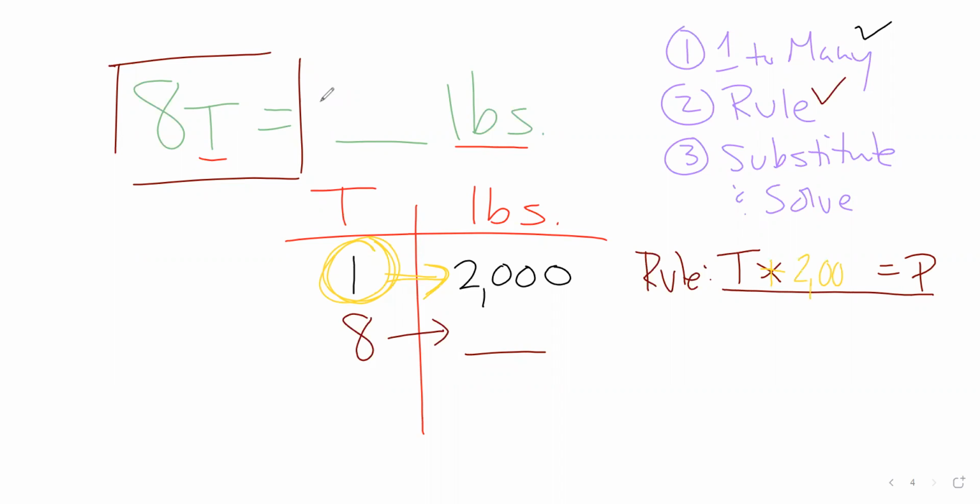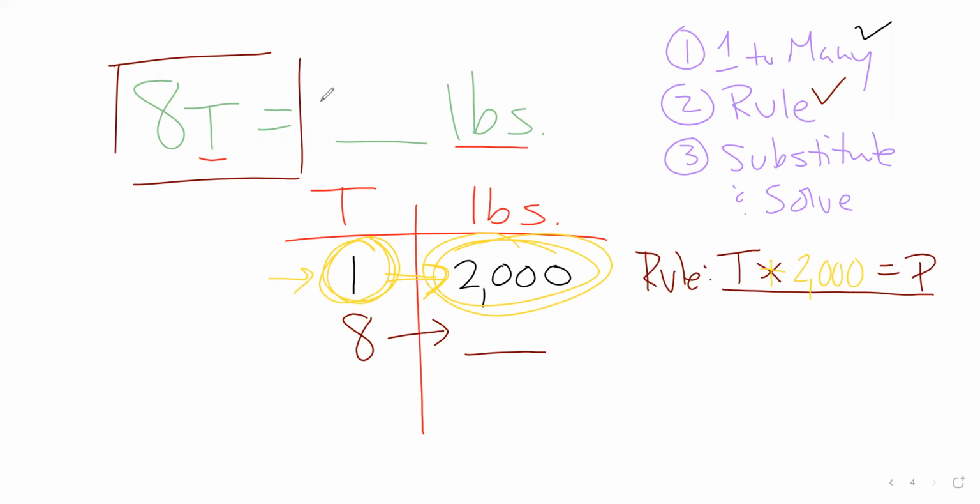And that's the cool thing about the one-to-many: here's your rule. It already says it. I don't have to do much thinking because it's the identity property of multiplication. 1 times 2,000 equals 2,000. So I'm multiplying by that number I get. So now that we know the rule, if I take my tons and I multiply by 2,000, I will always know how many pounds I have.